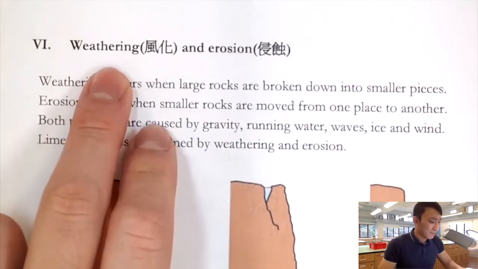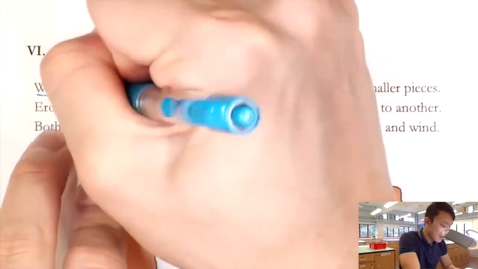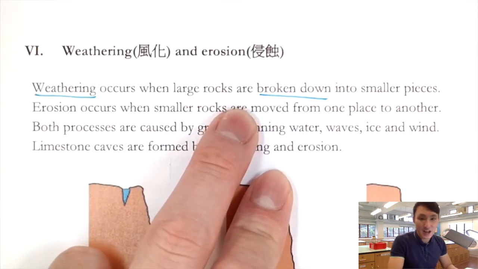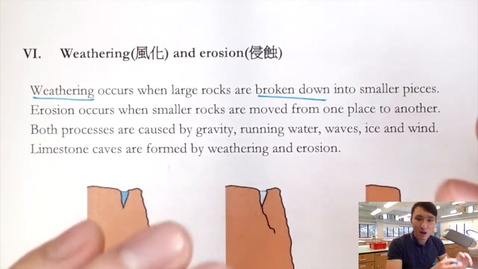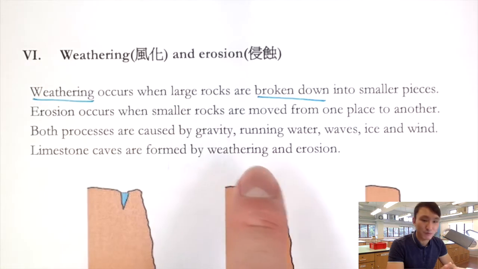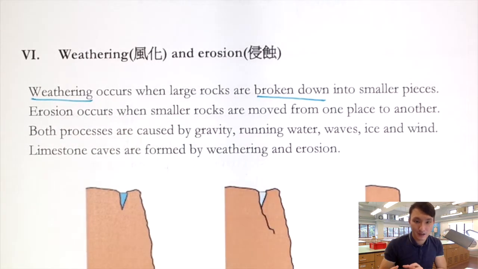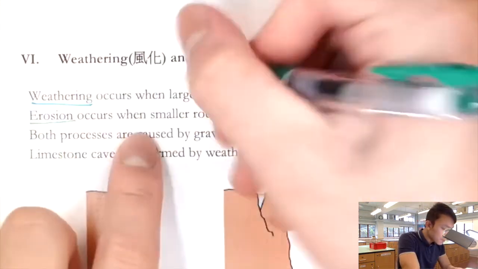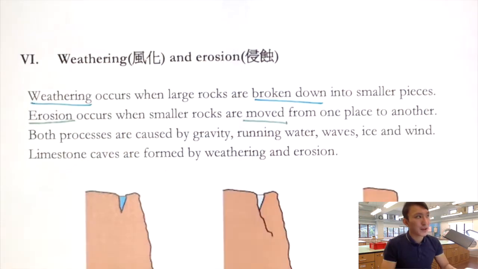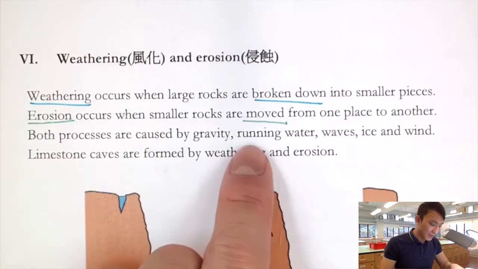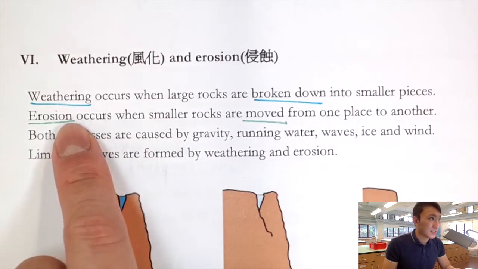So here, basically, for weathering, we are looking for the keyword, which is break down. So we break down large rocks into smaller pieces. So weathering is the process of making big things into smaller things, okay? And for erosion, the keyword is move. Okay, we try to move the smaller pieces away from where they are supposed to be. Okay, so that is the key difference.